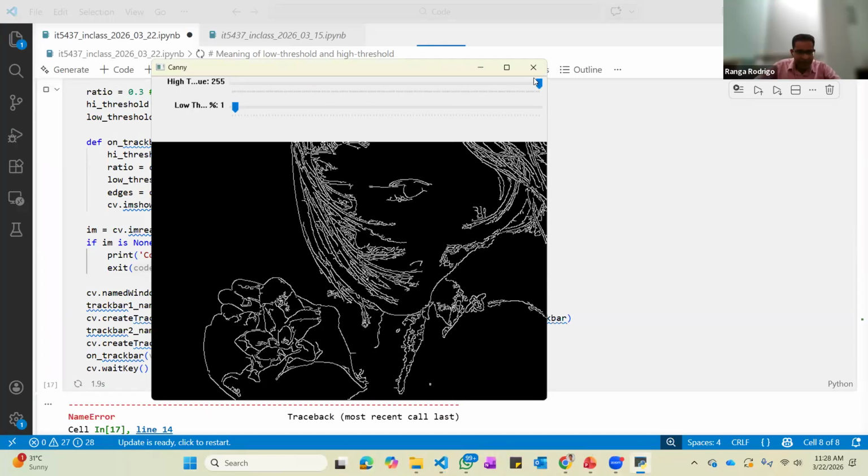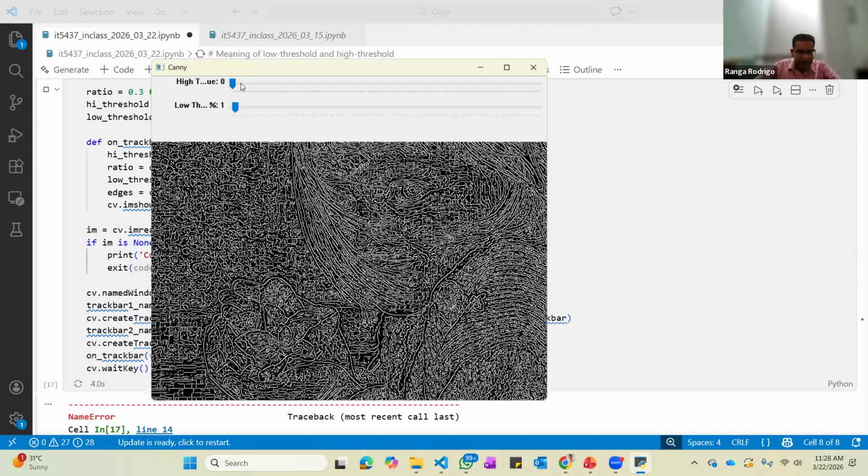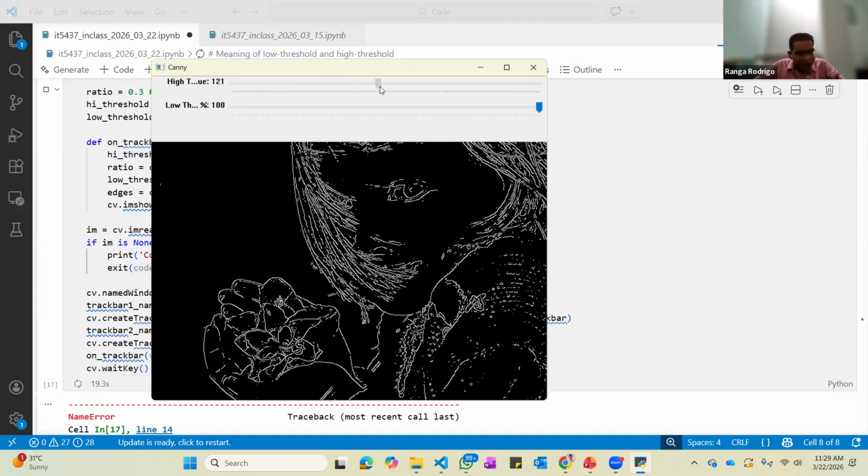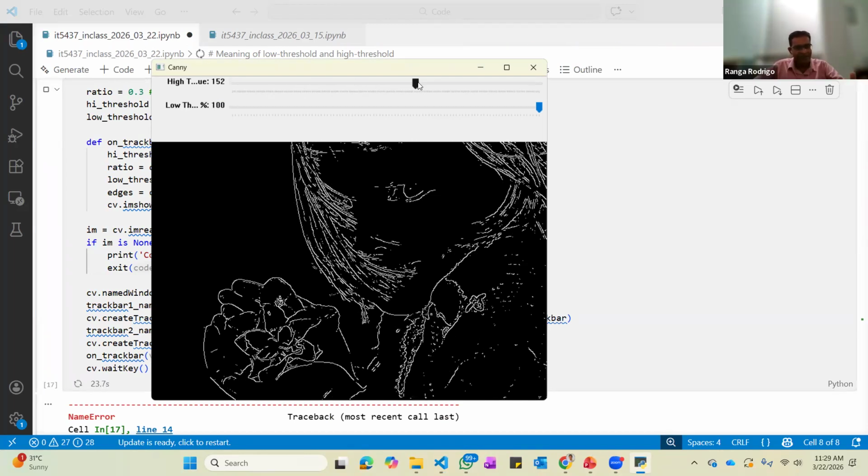What I want to show here is that when the high threshold is small, a lot of edges pass the threshold, and they are all included in the edges. But when my high threshold is high, most of the edges disappear. They don't pass the threshold, so they don't start. Okay, let's keep it at some point.